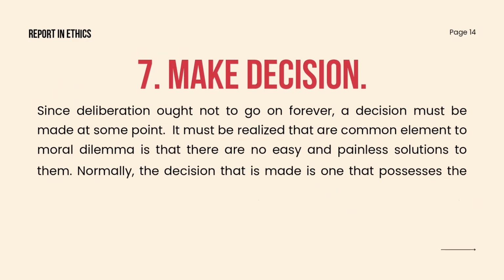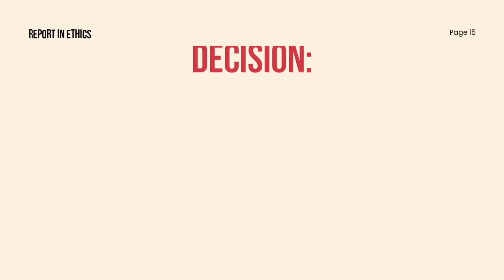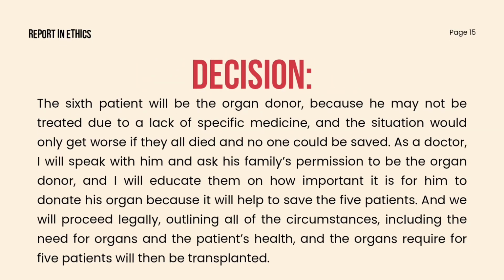The last step of moral reasoning is to make a decision. The final decision is that the 6th patient will be the organ donor, because he may not be treated due to a lack of specific medicine, and the situation would only get worse if they all died and no one could be saved.